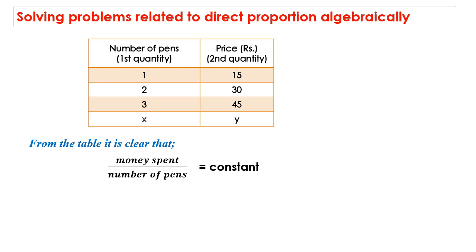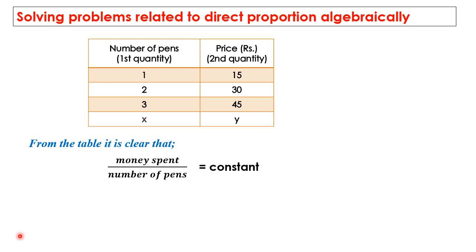Or 30 divided by 2, again 15. Or 45 over 3, again 15. So when you get the ratio between the money spent and the number of pens, you will get the same unchanged equal answer, which is called constant.